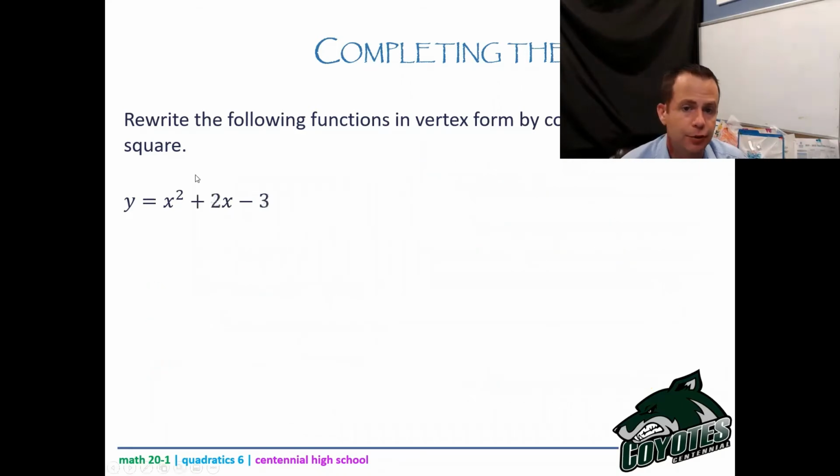Okay, so now we're going to try x² + 2x - 3. The first step is to factor out the coefficient from the first 2 terms.